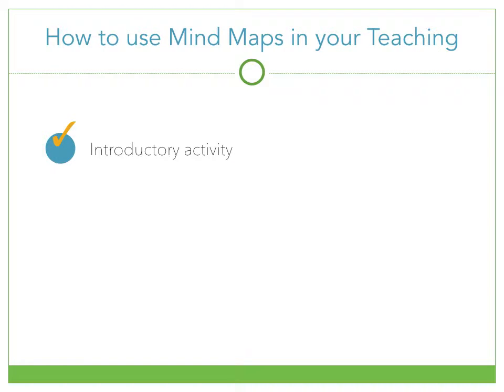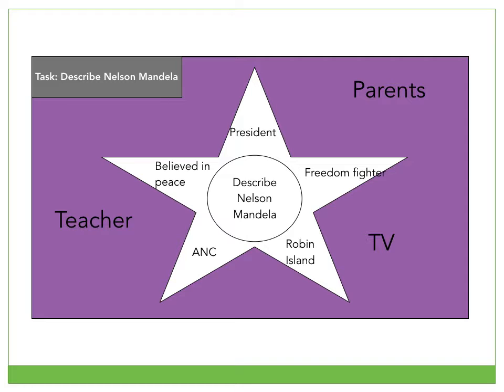Mind maps are a great tool to use as an introductory activity. When you are beginning a new theme or a piece of content, you can use a mind map to help your learners introduce the topic. Such as if you are doing South African history, you might say, let's describe Nelson Mandela. Here is the starfish mind map. And already your learners are becoming familiar with the mind map. You get to see what they know. Do they know who Nelson Mandela is? Can they describe him? It also gives you a starting point as to how far back you need to fill your learners in.